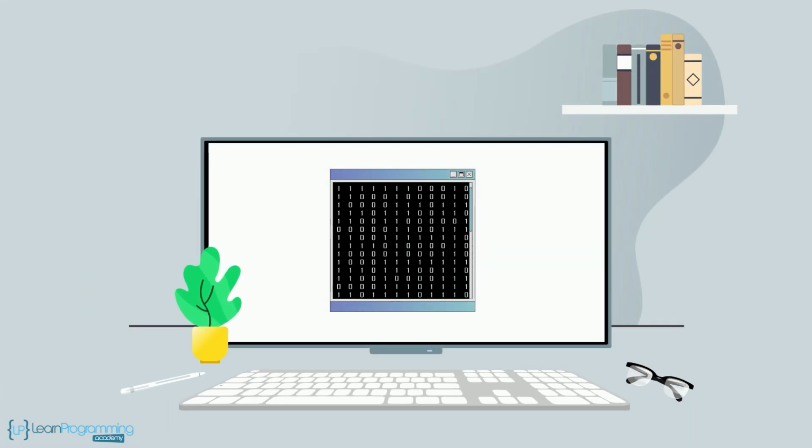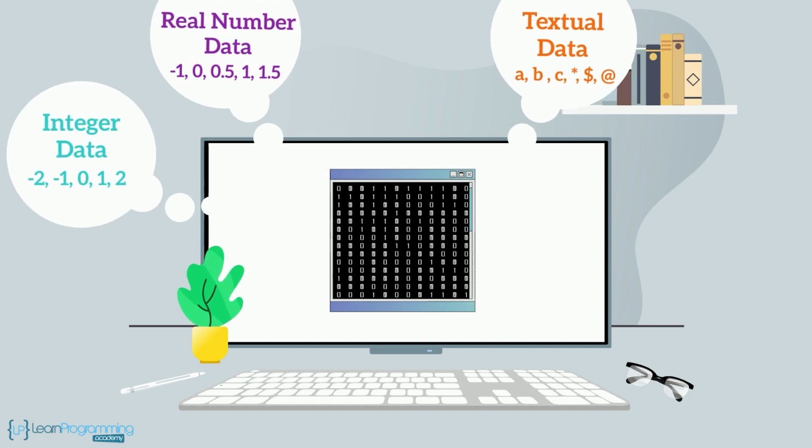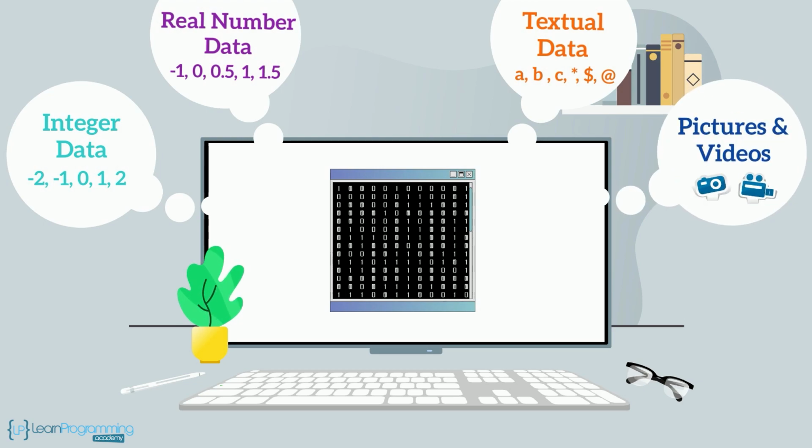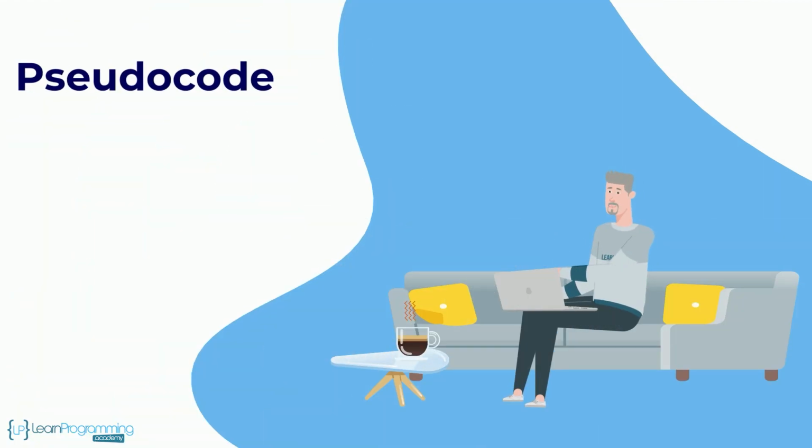Since all data storage uses the binary number system, how does the computer distinguish between integer data, real number data, textual data like alphabetic and special characters, as well as pictures and even video? Find out in this video. Plus, as an added bonus, I'm going to delve into something called pseudocode.